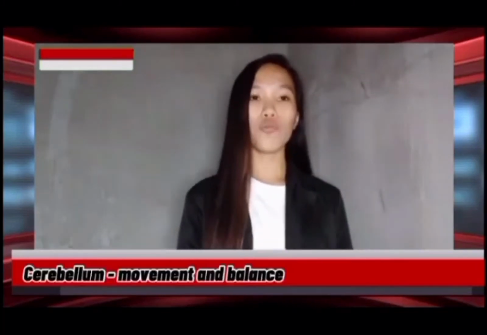So the next one is the cerebellum. Cerebellum coordinates movement and balance. The thalamus acts as a sort of junction box, sending incoming nerve impulses to different areas of the brain. The medulla oblongata controls heart rate and breathing. The last one is the brainstem. The brainstem connects the brain to the spinal cord.